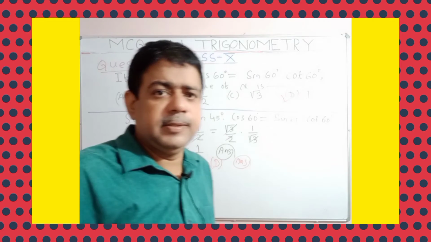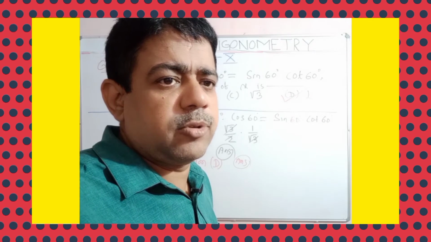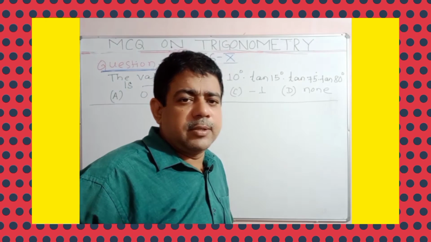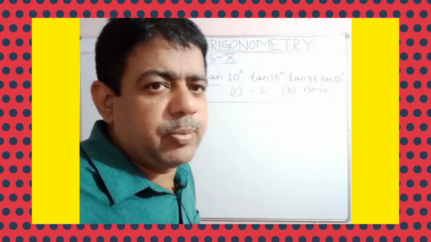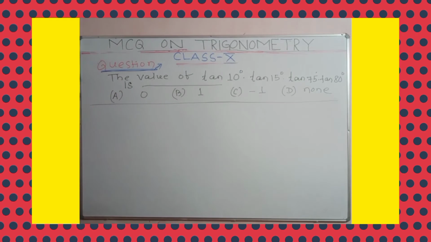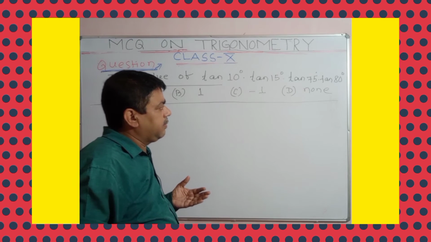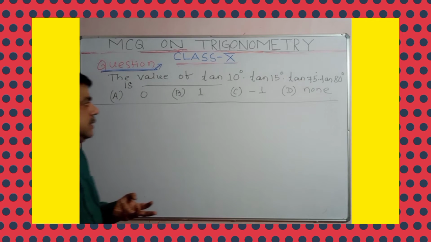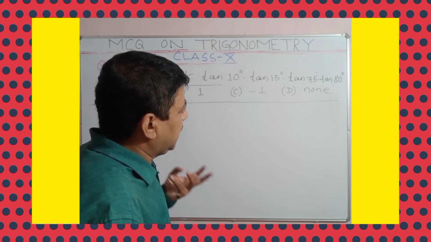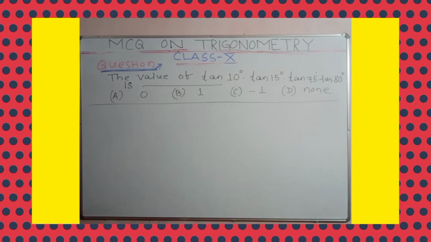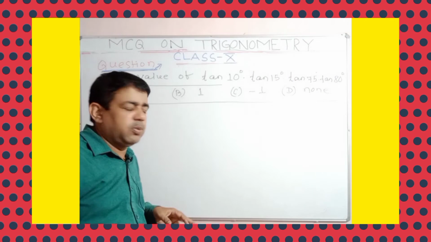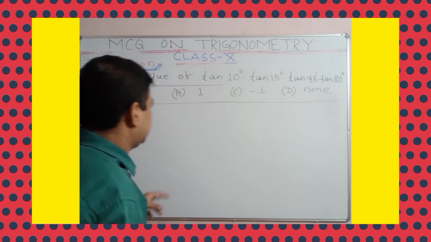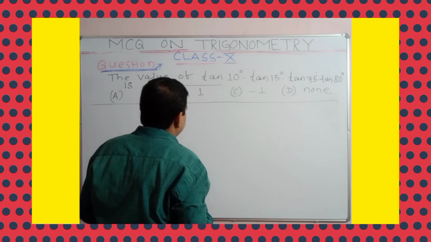Understand? Okay, let us try this type of question. Here, dear students, I am discussing another simple question for you. What is the value of tan 10 degree into tan 15 degree into tan 75 degree into tan 80 degree? Okay. And here option A is 0, option B is 1, option C is -1, option D is none of the above. Okay, understand?